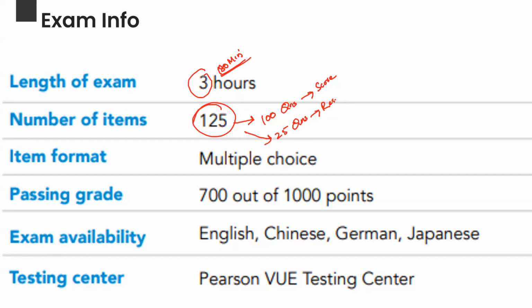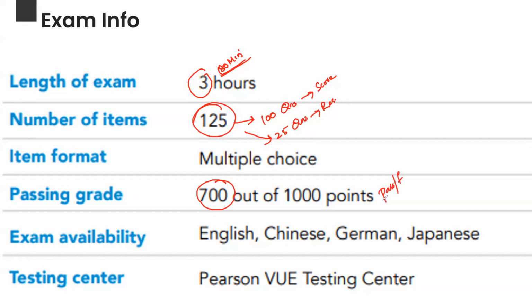Then the passing score for this examination is 700 out of 1000. You have to get 700 out of 1000 if you want to pass the examination. But the reality is that when you write an ISC2 examination, you will never be able to see your score. They will show you either that you have passed or that you have failed. They will never show you the score.